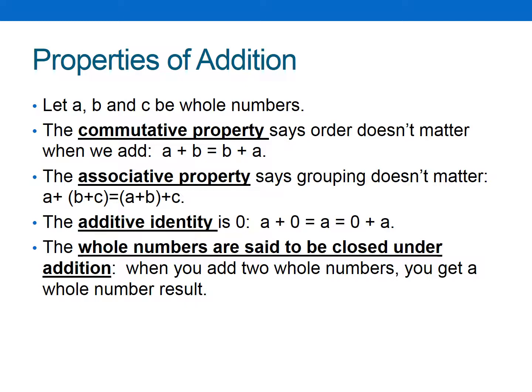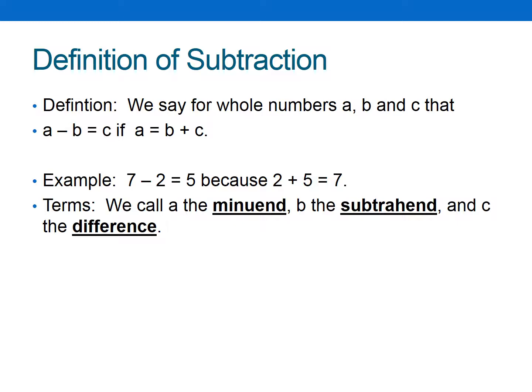And finally, the whole numbers are said to be closed under addition. So notice that if I add 2 whole numbers, the answer has to be a whole number every single time. So we know addition. Let's figure out subtraction also.